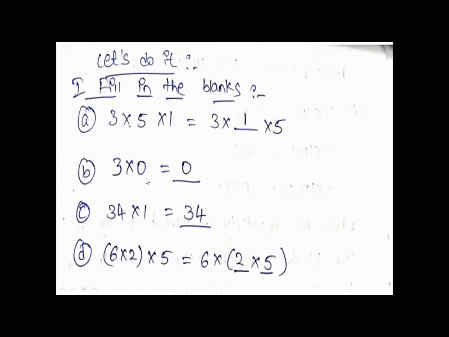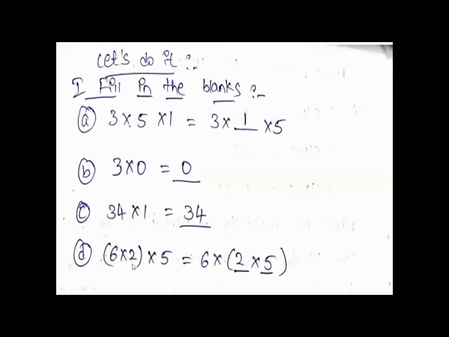See next one. 3 into 0. We have already learned the properties of multiplication. If 0 comes, the product is always 0. Here's next, C1 example. See, we have already learned in properties. Whenever it is multiplied with 1, the product will be the multiplicand. Okay, the answer is 34. D1. This is called the distributive property.